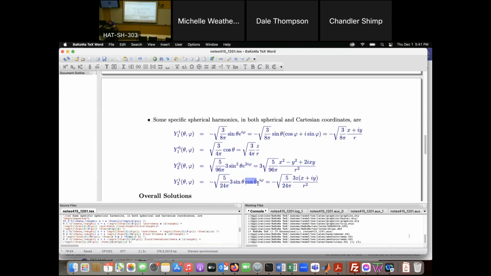And finally, this one, cosine theta is z over r, and then sine theta e to the i phi is like what we have up here, so that's going to be x plus i y over r. So that's how we convert spherical harmonics to Cartesian coordinates. Any questions at this point?